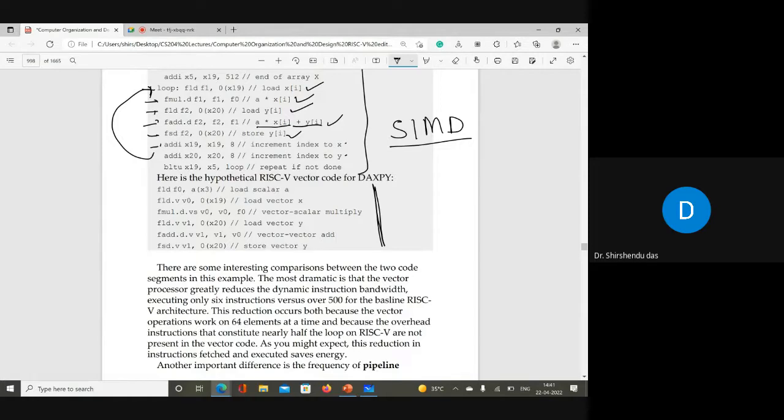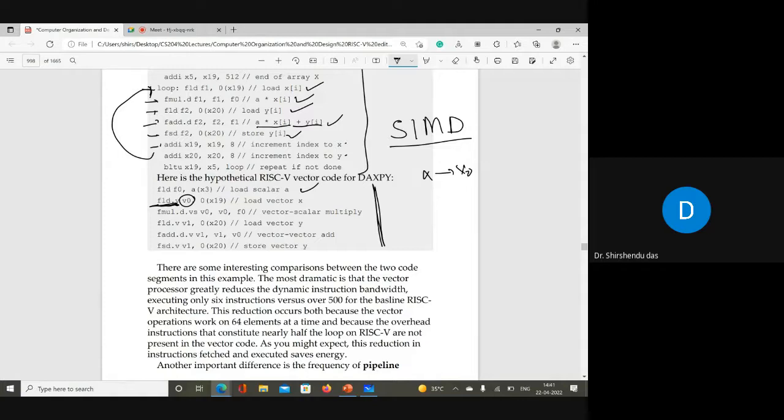So how will you do it? First you will load a, no problem. Then you will give one instruction, load dot v, meaning you are giving an instruction to load the entire vector at a time and store it in a register called v0. It's a vector register. So you are not loading one element from vector x at a time. You have written just one instruction that loads vector x from memory and stores it in v0.